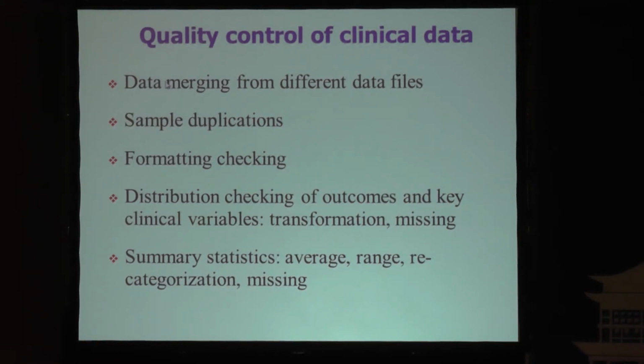Summary statistics is usually very useful for the quality control of clinical data, especially for missing pattern control and for outlier checking. For example, for age, if you see some outliers, say age is 200 years, that means something is wrong. Maybe it's a typo, or maybe it's a formatting problem.